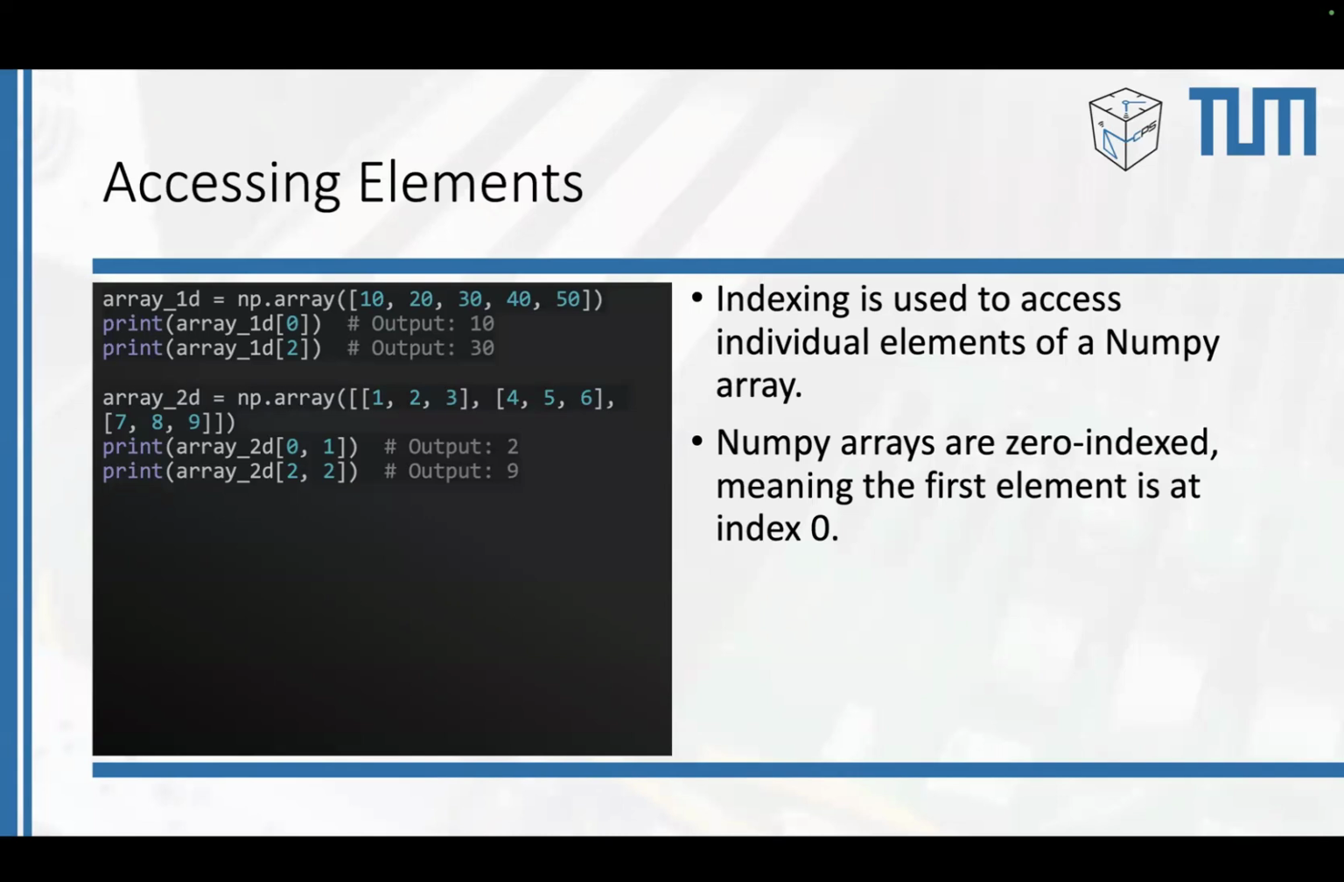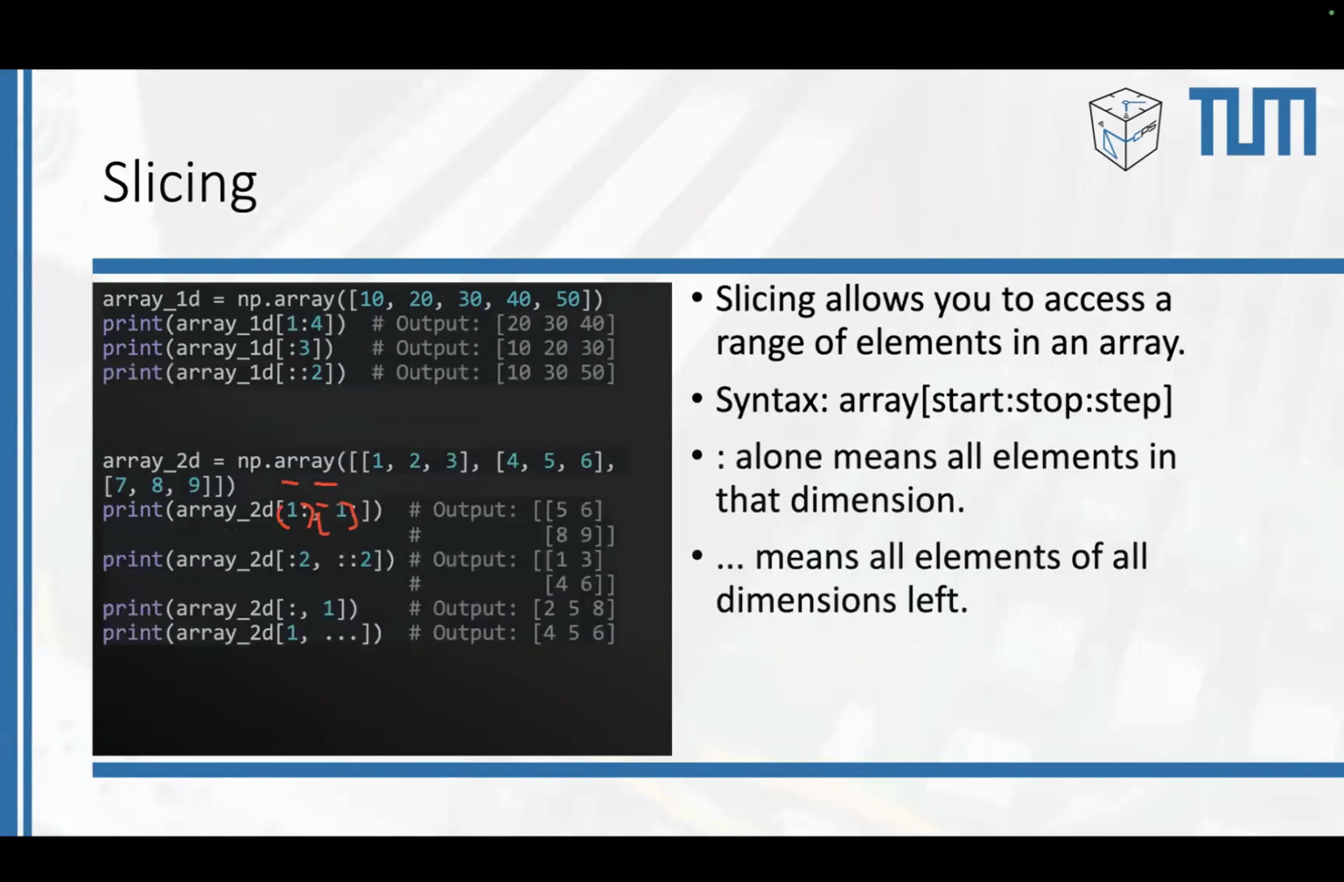But if you have 2 indexes, you don't do this like you would do in lists, right? You don't do first index, close bracket, second index, close bracket. You actually use a comma. You separate first index, second index by a comma. And then you can access that particular element. Right, that's simple.